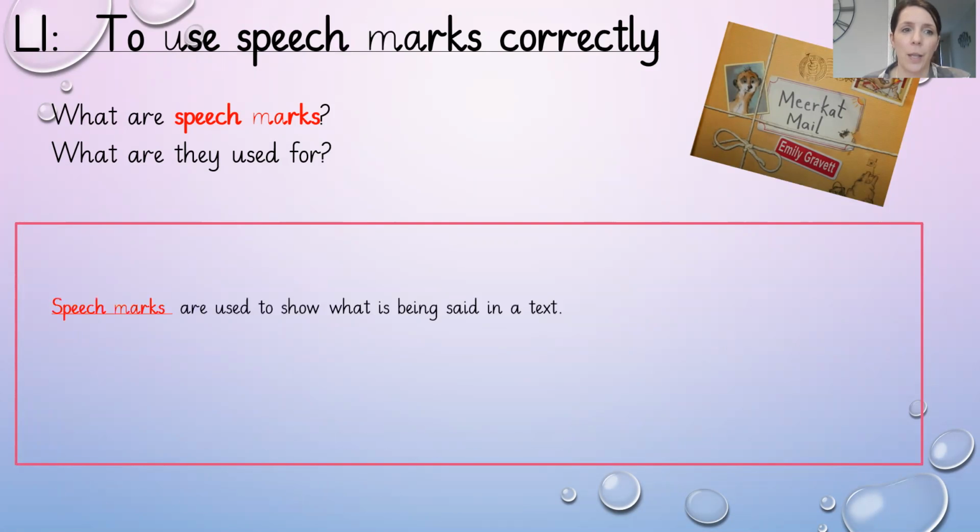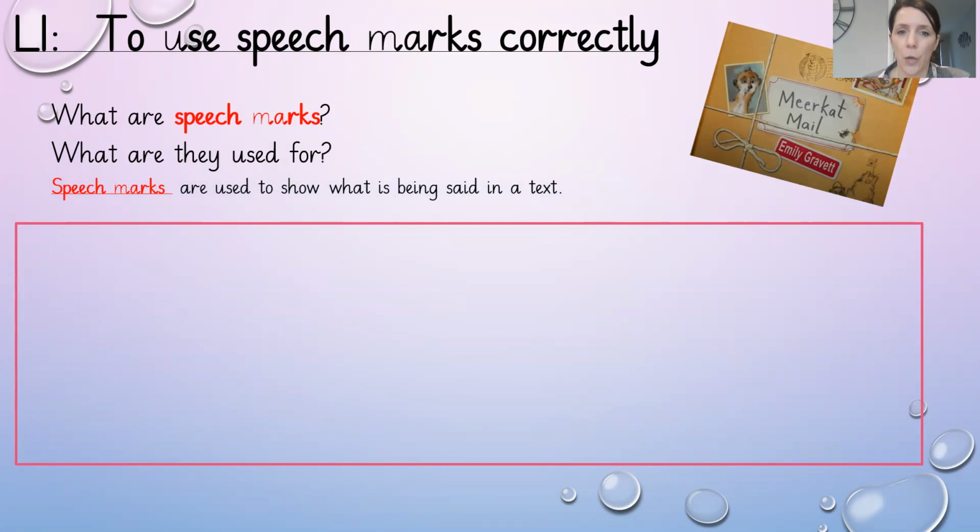Great, so speech marks are used to show what is being said in a text, okay? And they look like this, or they look like this, and sometimes we call them inverted commas, okay? So speech marks or inverted commas, and we use them to show what someone is saying in a text. And we used these when we did our newspaper reports to show a quote that somebody had said at the scene, but we're going to be using them in our stories as well.